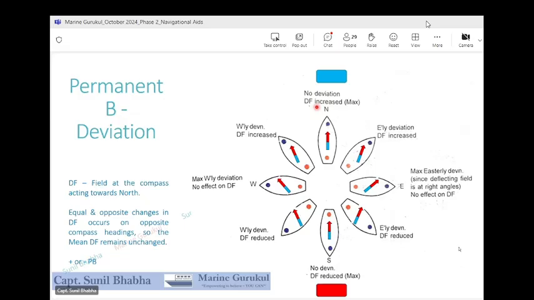Very good, beta. Great. So these are the two items which are explained in this deviation diagram. One is the deviation generated. Another is the effect on the directive force. Let's move ahead now.